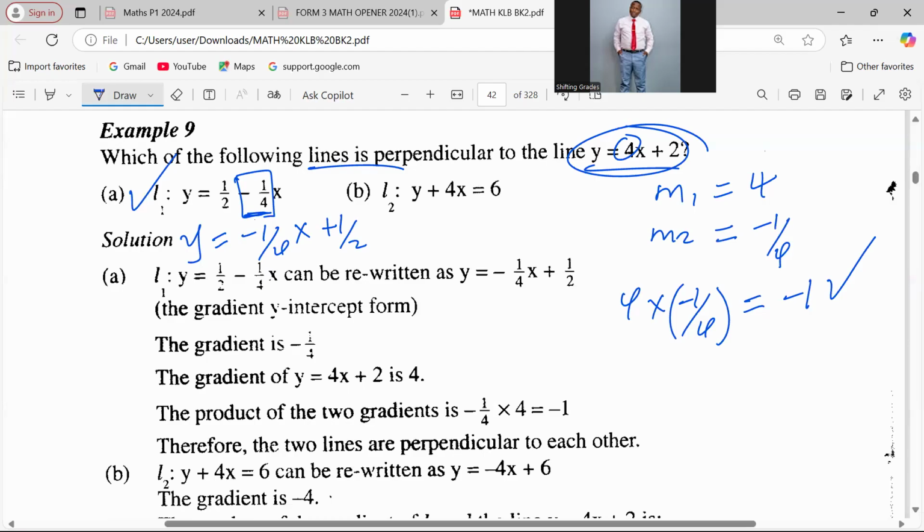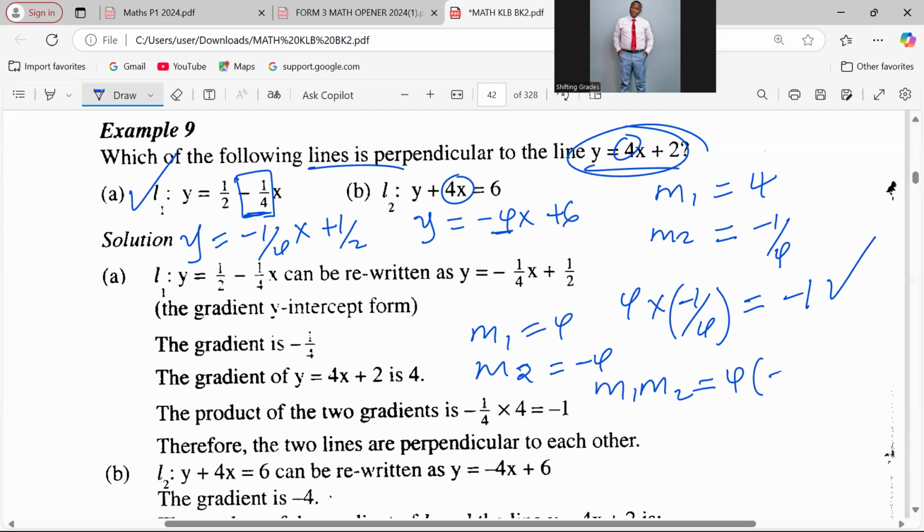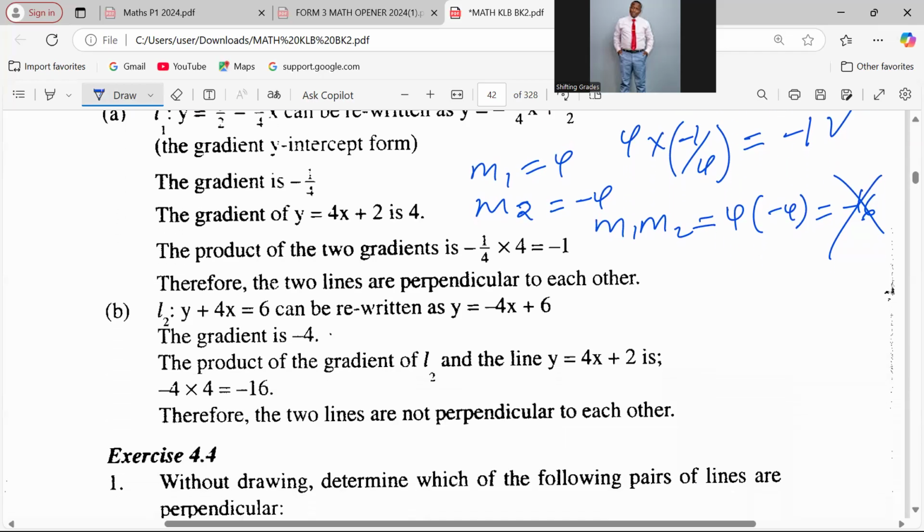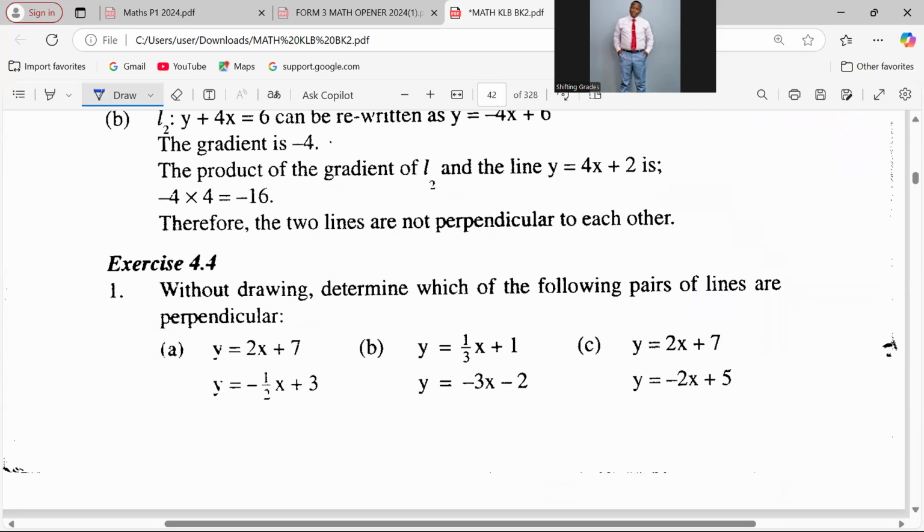Look at the second equation. If I rearrange it, it will be y equals, this goes to the other side, -4x plus 6. So the first gradient was 4. The second one, M2, is -4. Product of M1 and M2, I'm getting 4 times -4, -16. Therefore, they are not perpendicular. Whenever you multiply gradients of two different lines and the product is exactly -1, those two lines are perpendicular to one another.